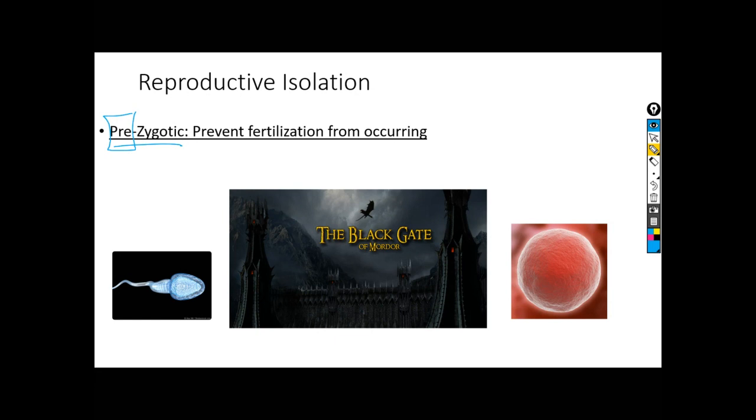Now ideally, our male and our female won't meet. But if nothing else, this is the goal, the block gate. There are several different things that our organisms can do to prevent or reinforce that party from ever happening.